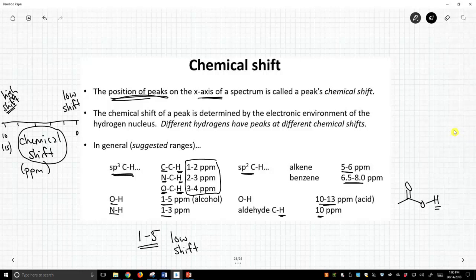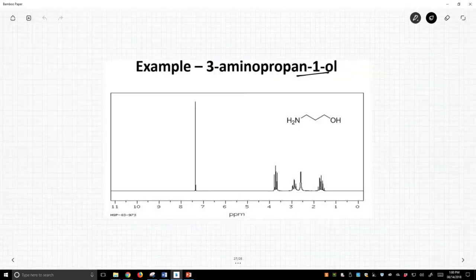So you're going to have to memorize these numbers. There's no getting around it. There is some memorization in organic chemistry. I like to minimize it, but we have to memorize those numbers. Let's see at least one example here.